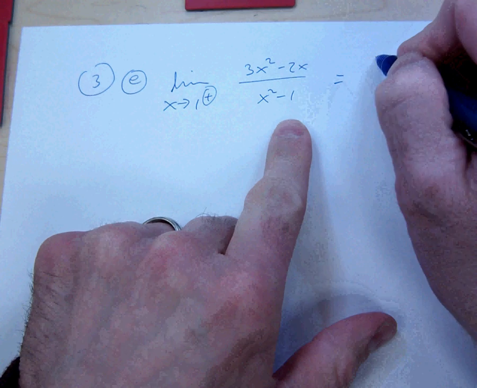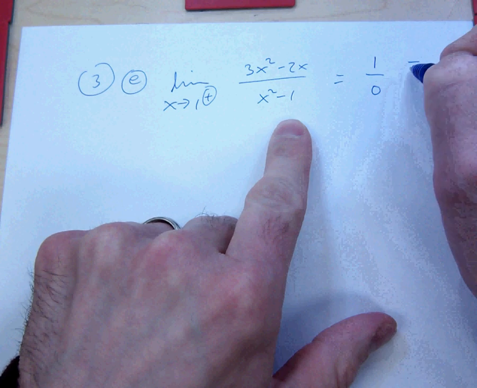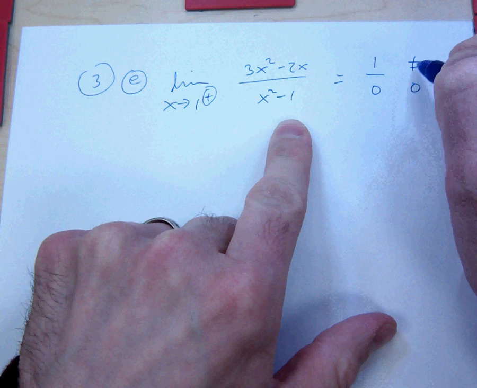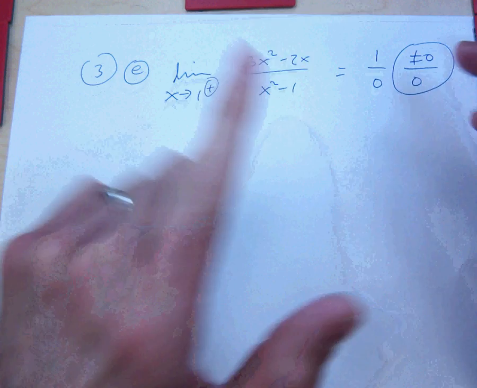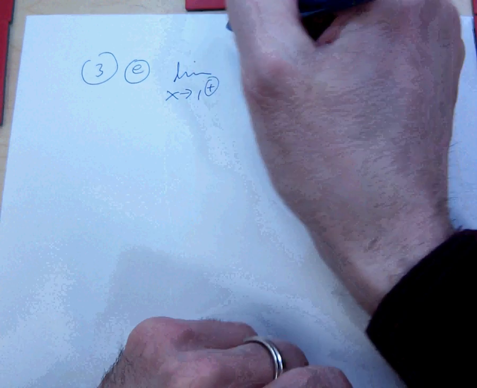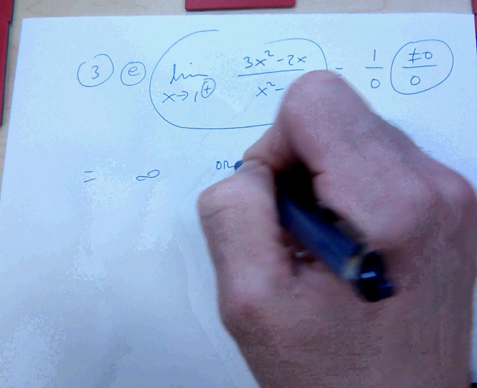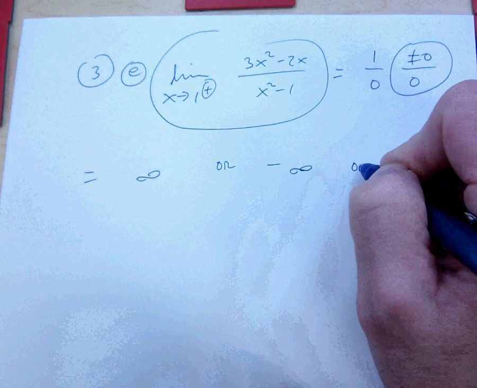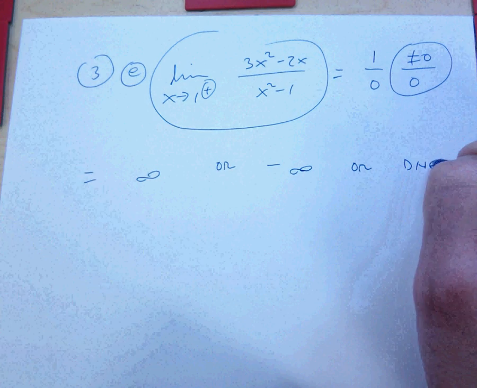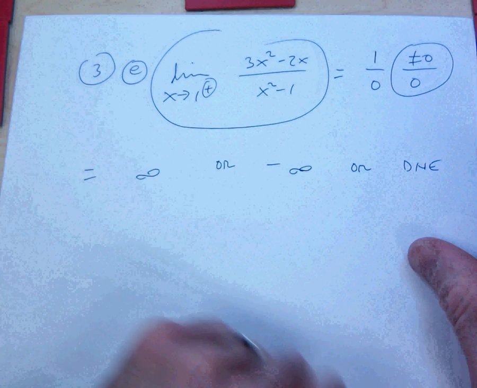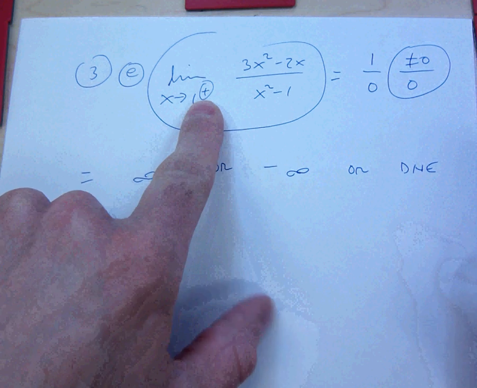You get what? 1 over 0, which falls into the category of non-zero over 0, correct? As soon as that happens, you know that the answer to this limit is one of three things. It's either infinity, negative infinity, or does not exist. Okay. All right, so here's what you're going to do.